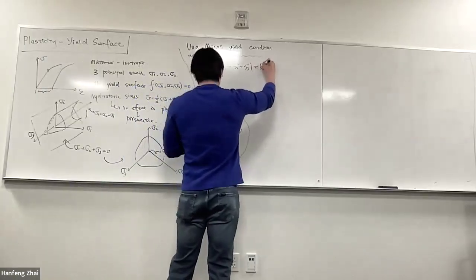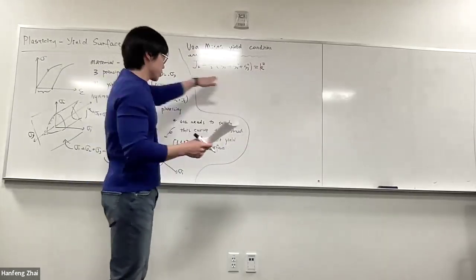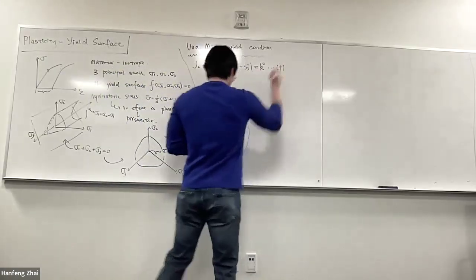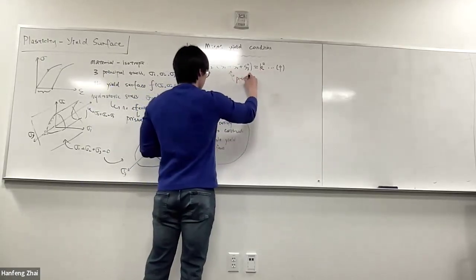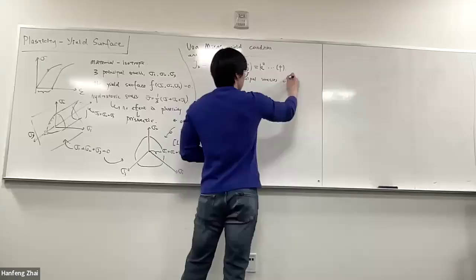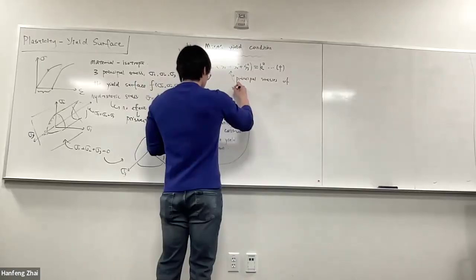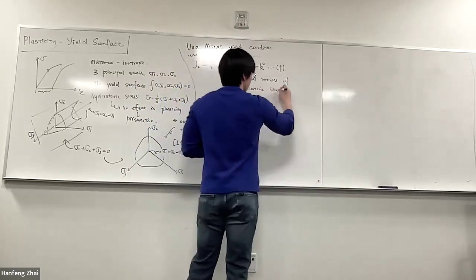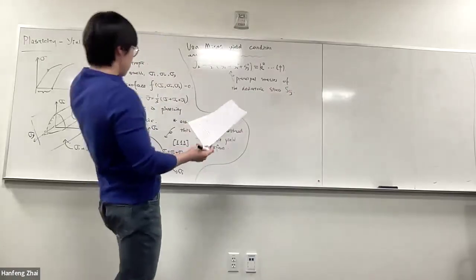Equals k squared, in the case the value that's specified by the J2. And maybe we call this equation star. And the S1, S2, S3, we can call them the principal stresses of the deviatoric stress tensor Sij.